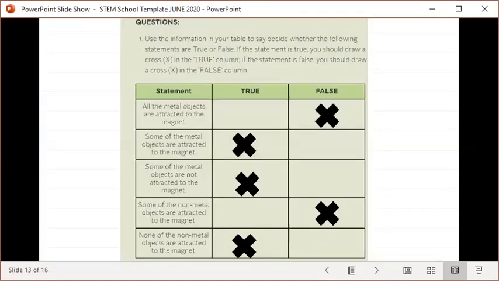And I see, Sakura, you were on quite a roll. You got everything correct. And some of you guys also got everything correct. Well done to you guys, okay? Well done, and keep it up.